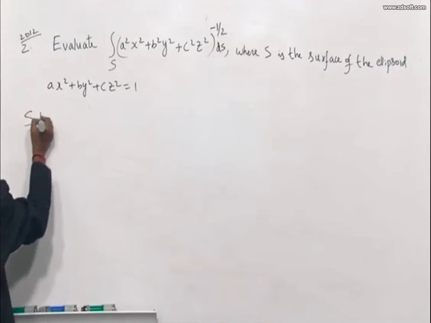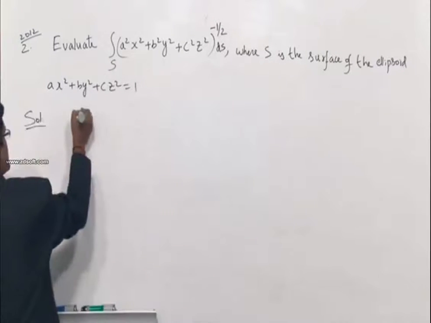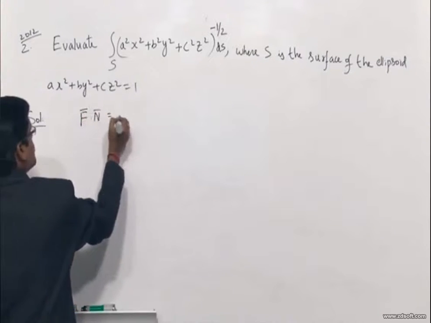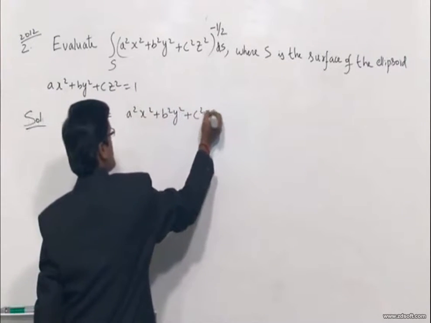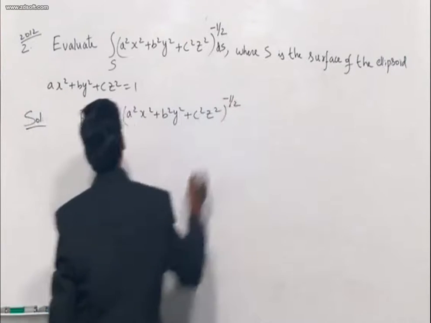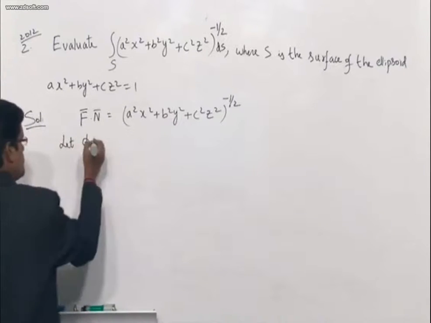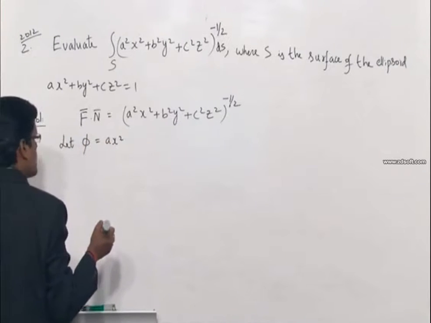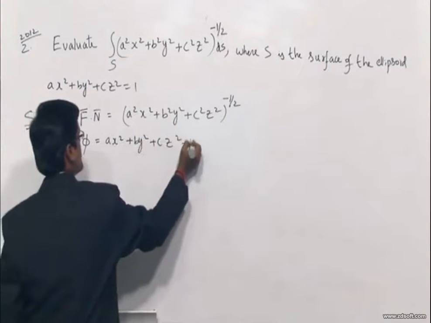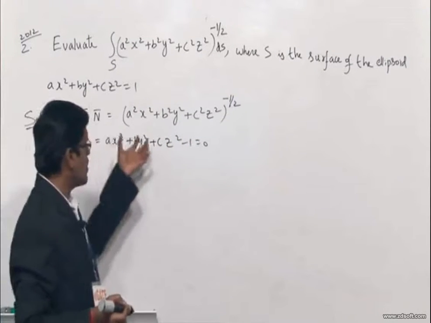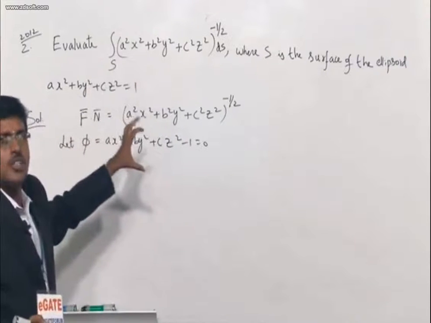Solution. Comparing with Gauss divergence theorem, the term going to integrate is nothing but f bar dot n bar. f bar dot n bar is equal to (a square x square plus b square y square plus c square z square) whole to the power minus 1 by 2. Let phi be equal to, that means denote the given surface after bringing into one side by phi, a x square plus b y square plus c z square minus 1 is equal to 0. Why am I taking it like this? Because we don't know f bar and we don't know n bar, but we know the procedure for finding n bar, grad phi by mod grad phi. Then from this dot product, according to this integral, I can take f bar.